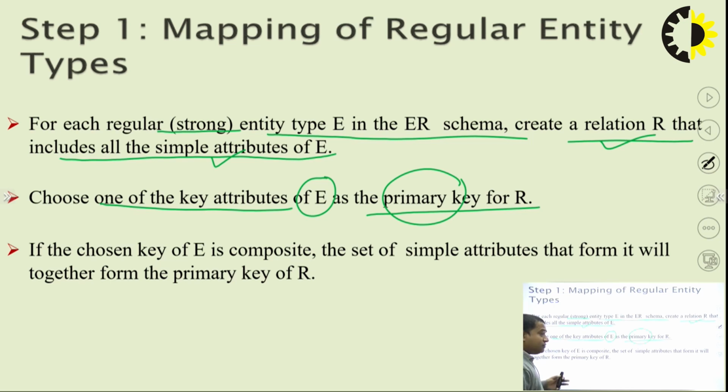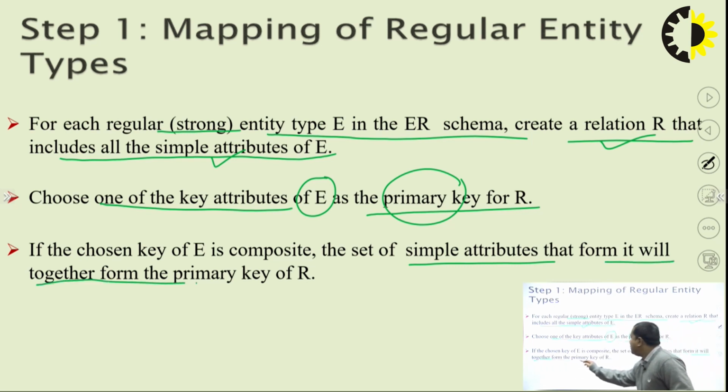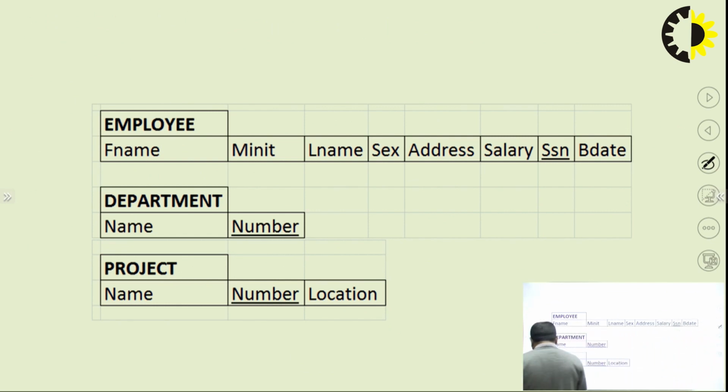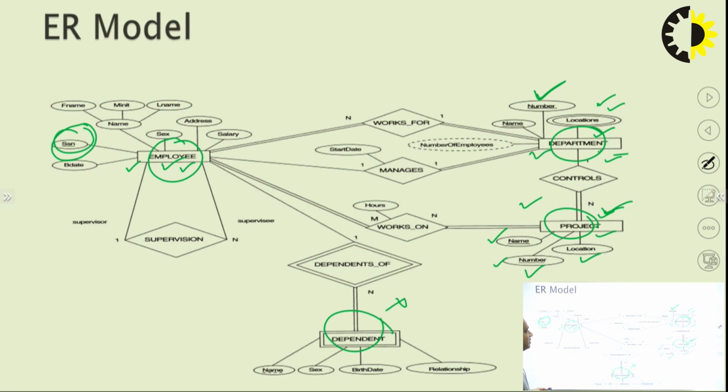If the key of the entity is composite, then the set of simple attributes that forms it will together form the primary key. In this example, there is no such requirement because the SSN number is strong enough to be chosen as the primary key. Similarly, in department we have the department number, and for the project entity, we have the project number. So now the conversion can be seen here: we have three relations, employee, department, and project. As we can confirm from this given ER diagram, these were the strong entity sets: employee, department and project.